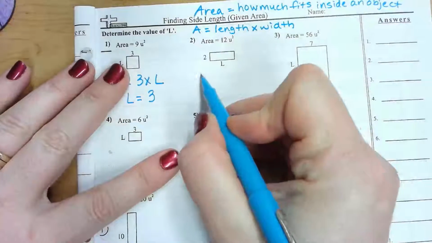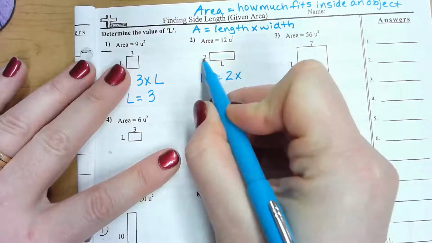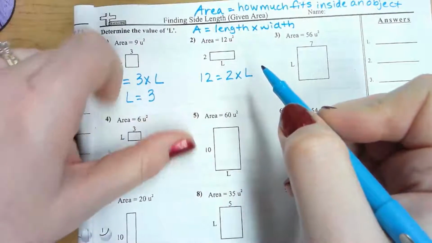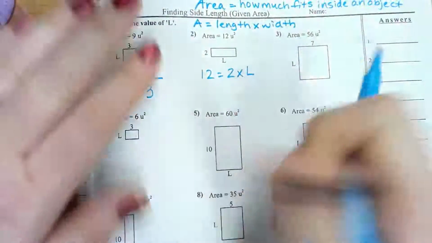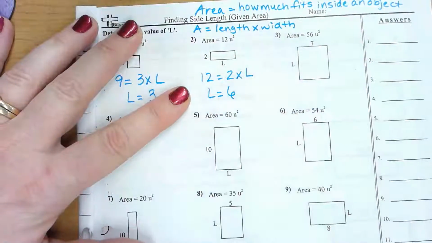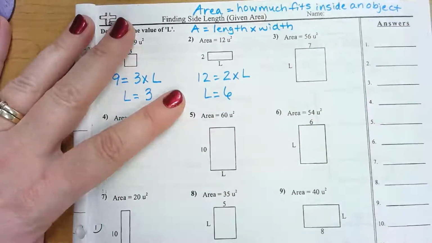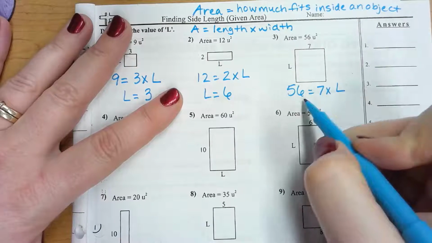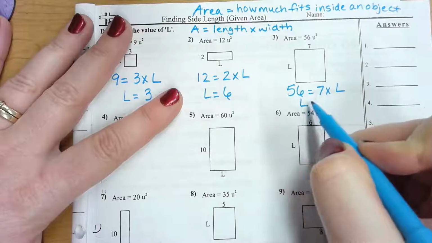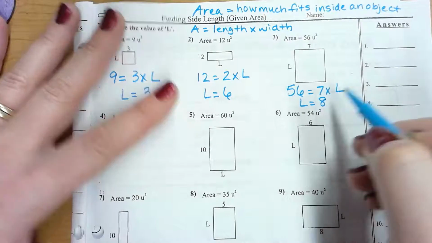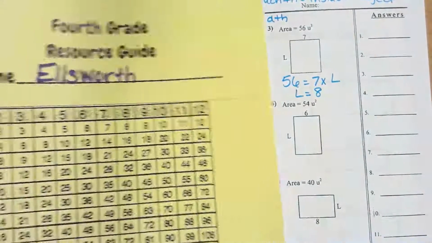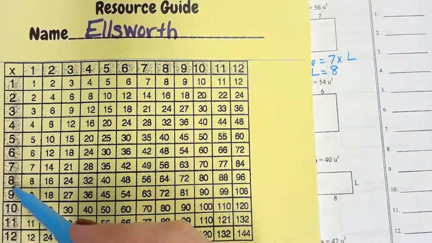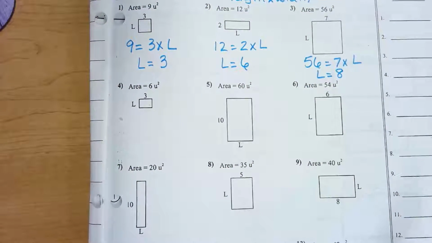Number 2, they give us the area of 12. We say 2 times L is 12. So 2 times what? Well, count up by 2's. 2, 4, 6, 8, 10, 12. L would equal 6 here, okay? Number 7, we have an area of 56, and we say 7 times L is 56. Well, 7 times what is 56? 7 times 8 is 56, because remember, guys, on our chart, if I go down my 7's to get to 56, that matches up with 8. Okay, so 8 is my missing factor.